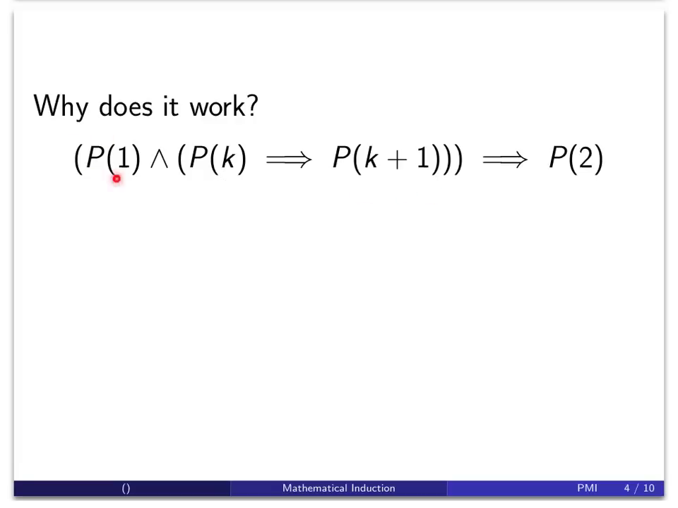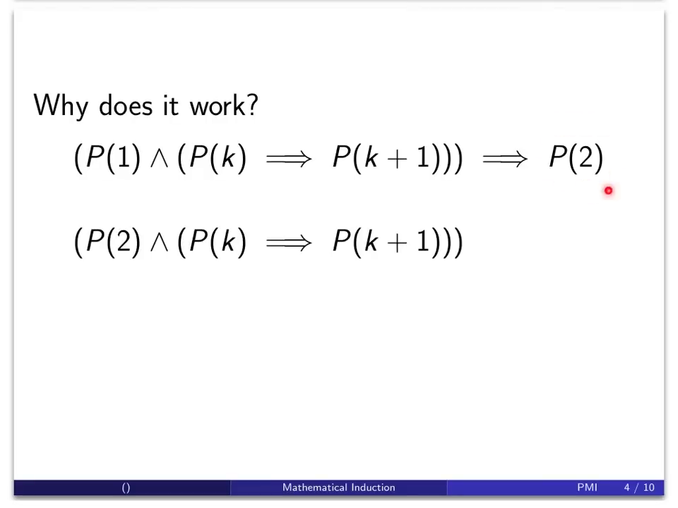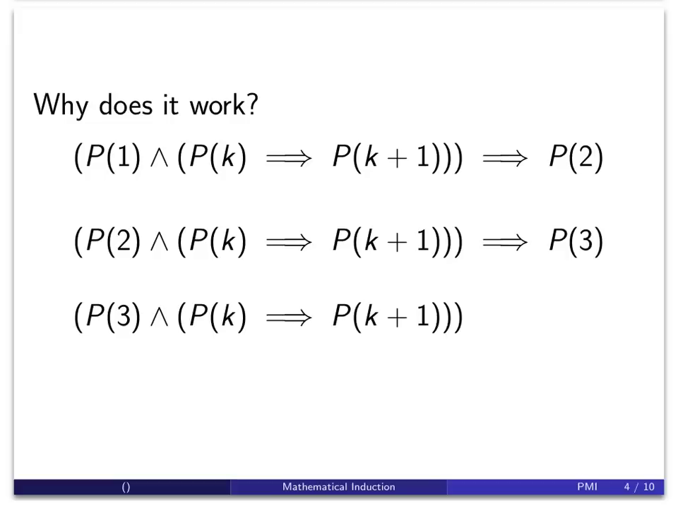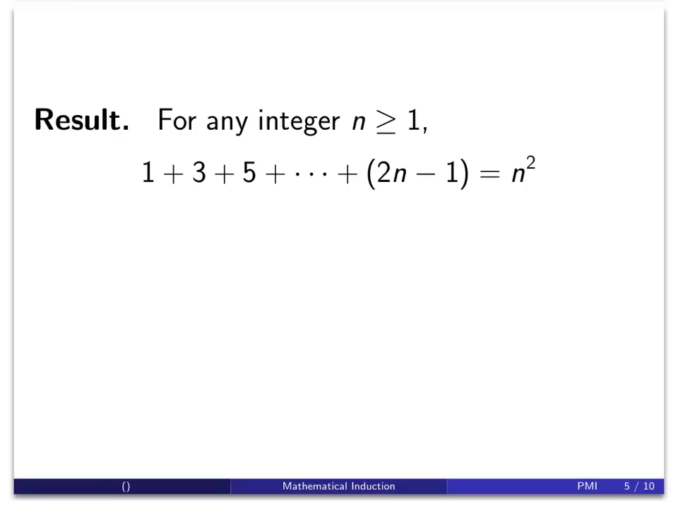Okay, so P of 1 is true. If P of k is true, then P of k plus 1 is true. Well, since P of 1 is true, the next value of n will be true as well. Now I know P of 2 is true, and I know that if P of k is true, then P of k plus 1 is true. I can conclude that P of 3 is true, and so on. And we can show that P of 4 is true, and then P of 5 is true, and so all of them will be true. So let's go ahead and do this for our particular example. We're going to prove that the sum of the first n odd integers is n squared.